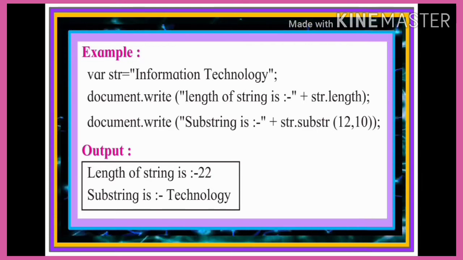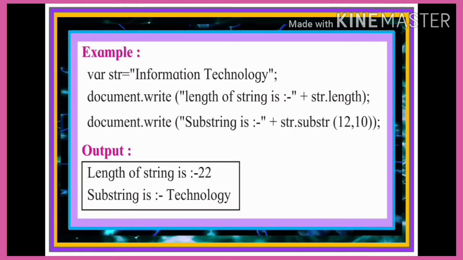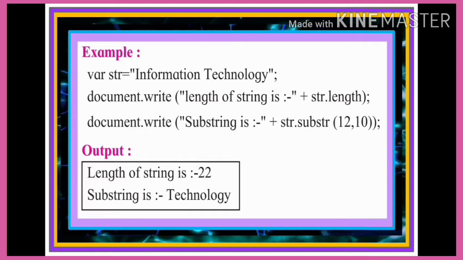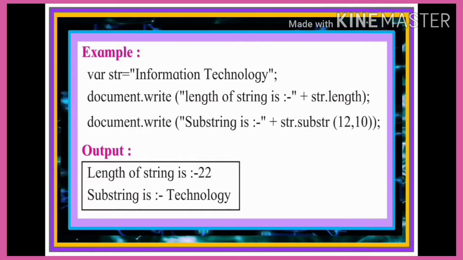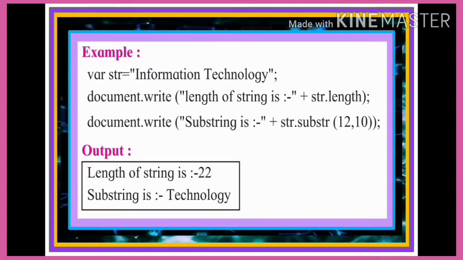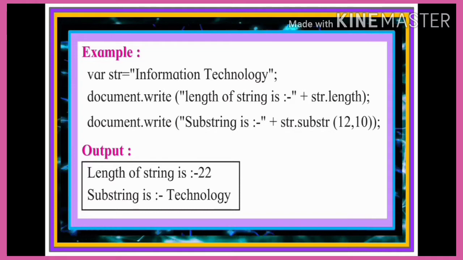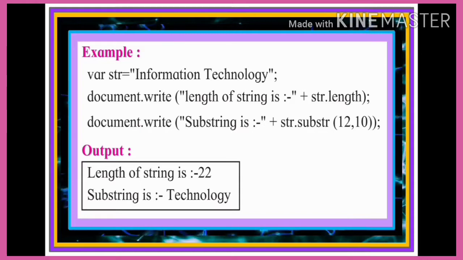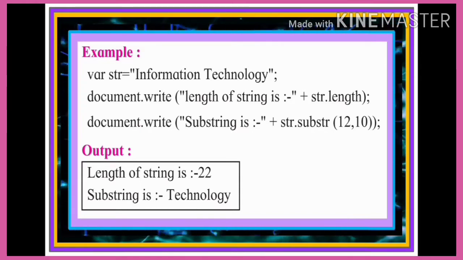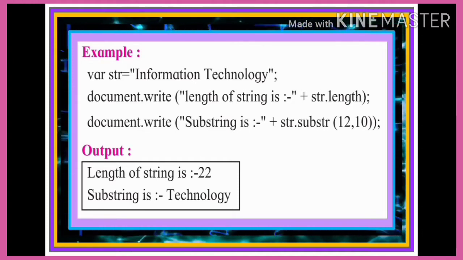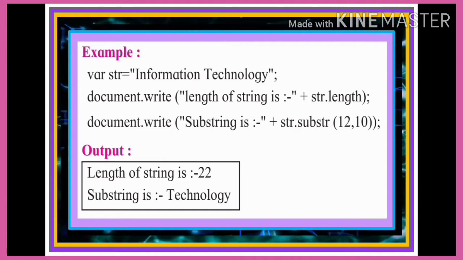And in next line if you write document.write "substring is" in double quotes plus str.substr(12,10), then the output will be technology, because here T is at the 12th position and from that you have to display next 10 characters. So the output of str.substr(12,10) is technology string.